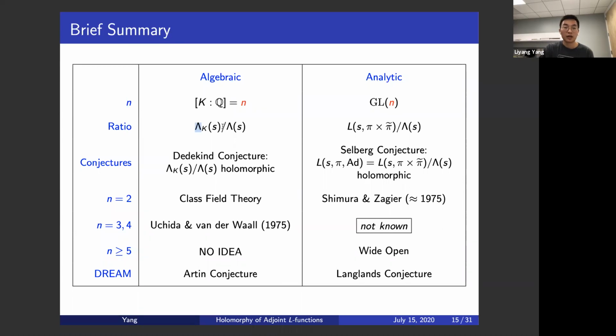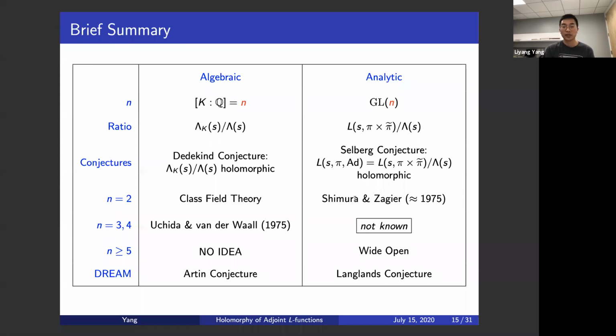We expect the degree to correspond to the rank, and we look at these two ratios. Here are the complete L functions. We look at complete L functions because we want to use the functional equation. And for these ratios, we have the Dedekind conjecture on the algebraic side and the Selberg conjecture on the analytic side. We know the n equal to 2 case, especially by the work of Shimura and Zagier, and for degree 3 and degree 4, we know the Dedekind conjecture holds due to the work of Chida and Van der Waal.